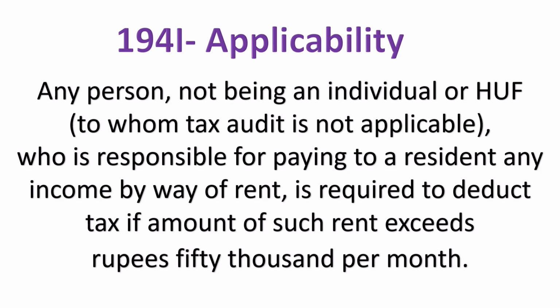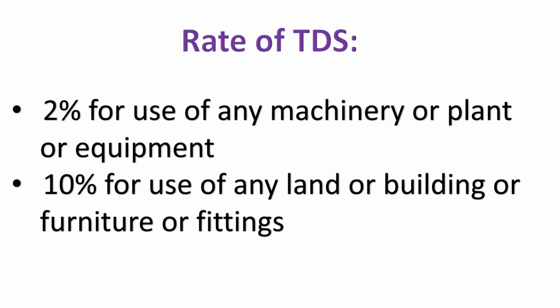So every person who is paying rent to any resident person, except for an individual and HUF who are not required to get their accounts audited under the tax audit provisions, is required to deduct TDS under section 194I if the amount of such rent exceeds rupees 50,000 per month. So what is the rate of TDS to be deducted? The TDS will be deducted at the rate of 2% in case of rent of plant and machinery, and the TDS should be deducted at 10% in case of rent of land and building or furniture and fixtures.